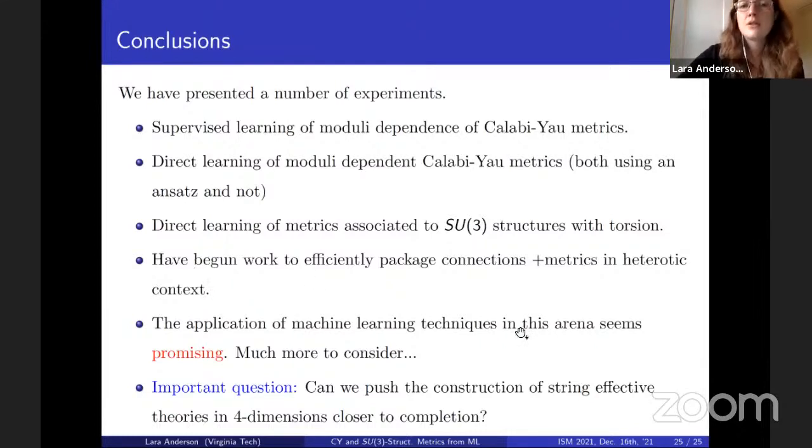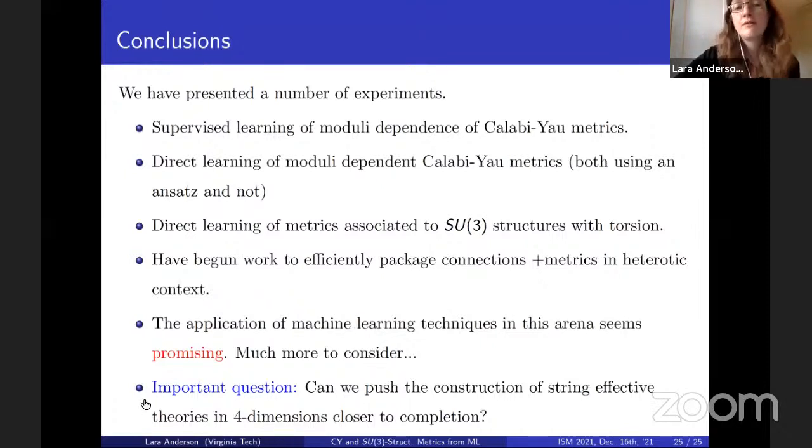We also extended this to direct learning of metrics associated to SU(3) structures with torsion. And I didn't have a chance to talk about this today, but I'm happy to comment in case anybody's interested. We've begun work to effectively package gauge connections and metrics in the context of heterotic theories, in which neural networks could also approximate those full solutions. The application of machine learning techniques to this area does seem promising, and there's certainly a wide range of questions to consider. There's actually a workshop going on this week called the String Data Workshop, in which people are asking about applying these techniques to a wide range of topics within string theory.